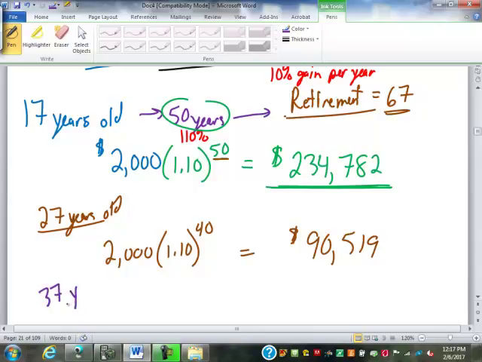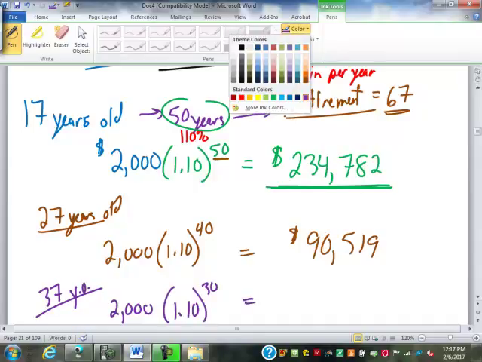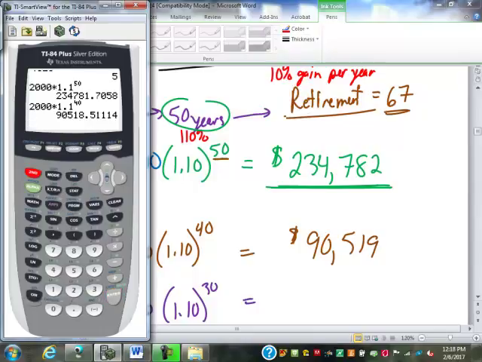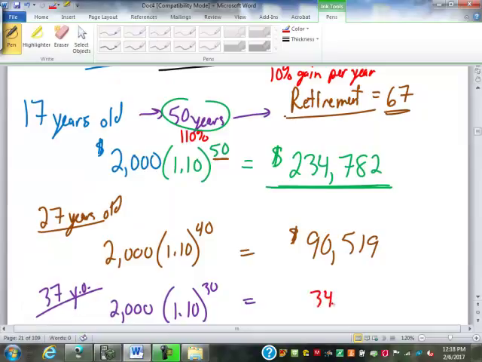Let's say you continue to wait till you're 37 years old. Well, now that's only going to be 30 years. You're only going to get about $35,000, $34,899. It's only about $35,000. Each 10-year period you wait basically cuts it down to close to a third of what you would have had 10 years earlier. Now that's just investing that money once.